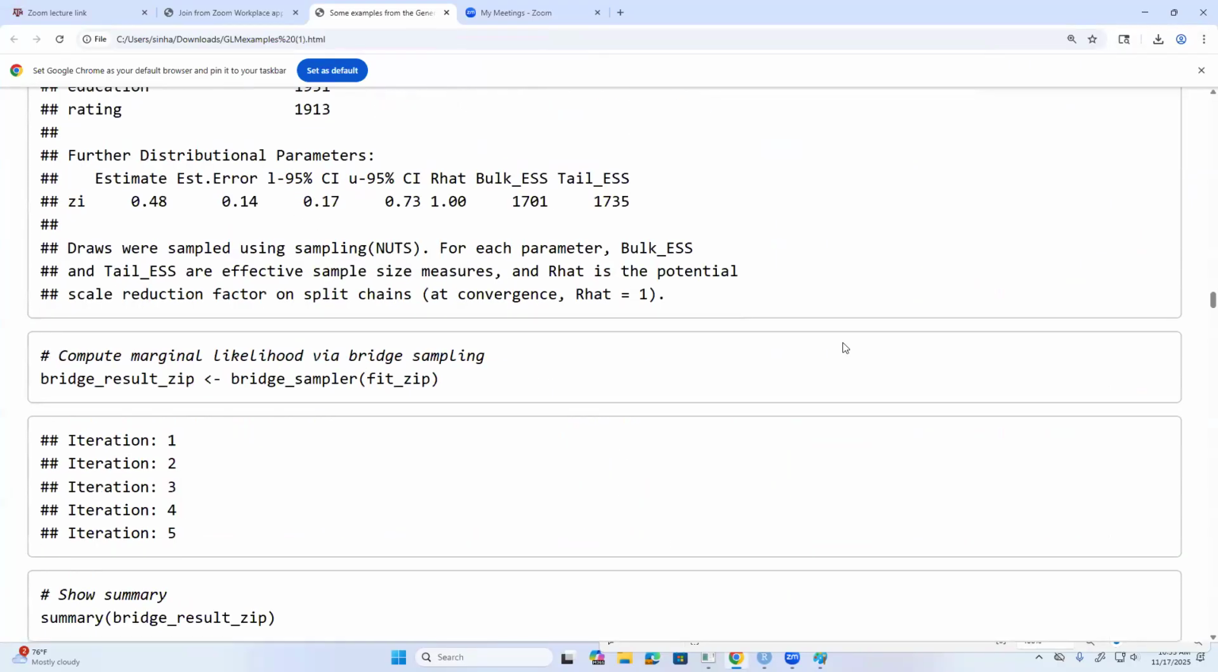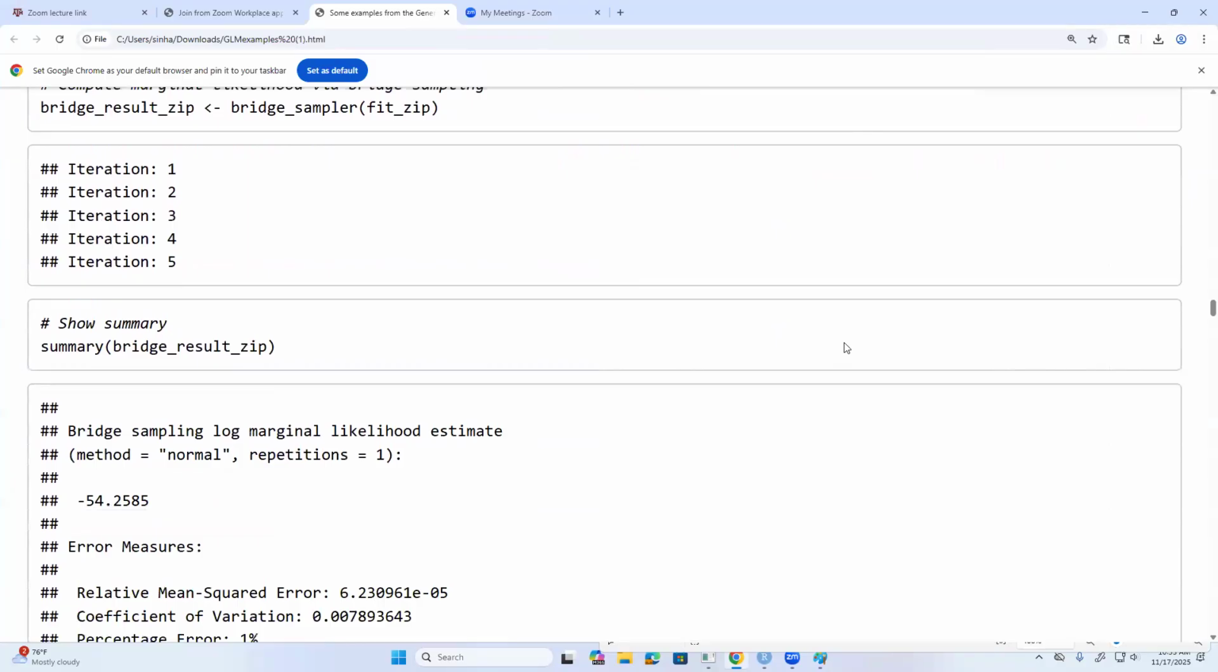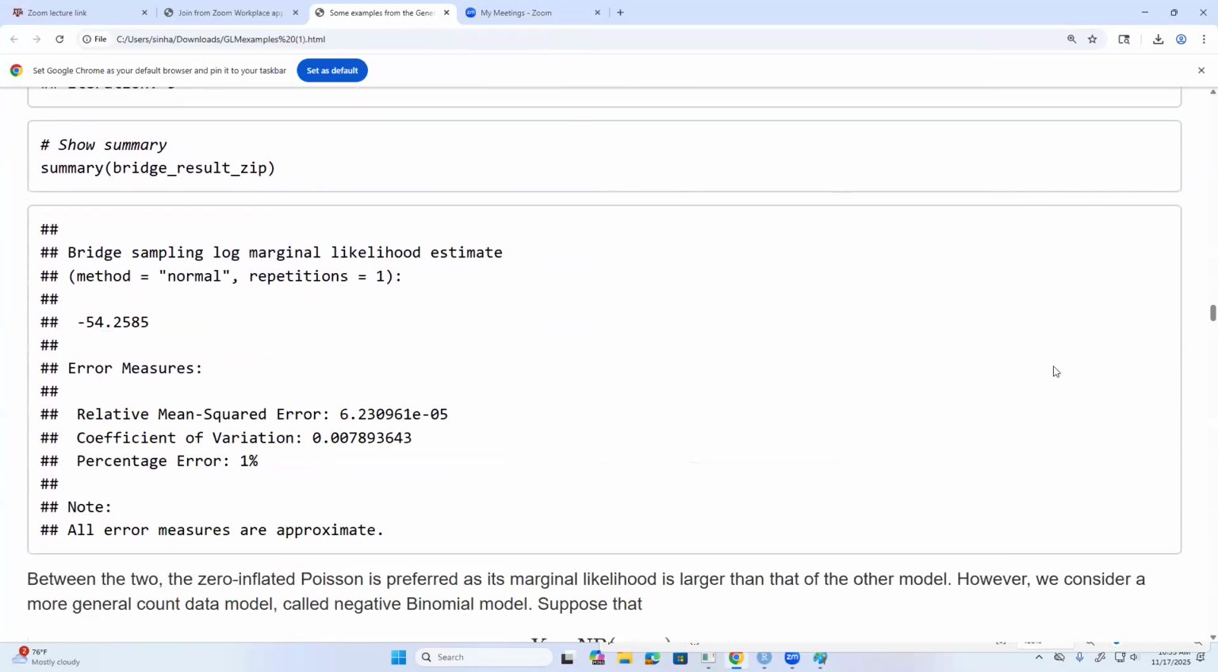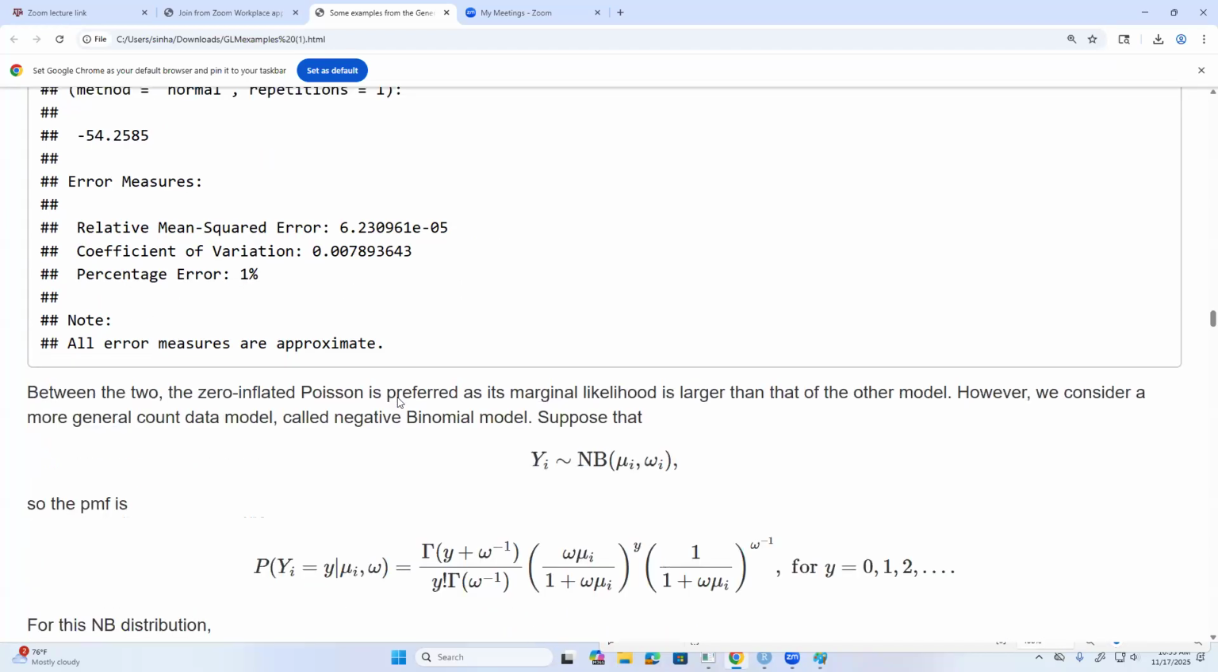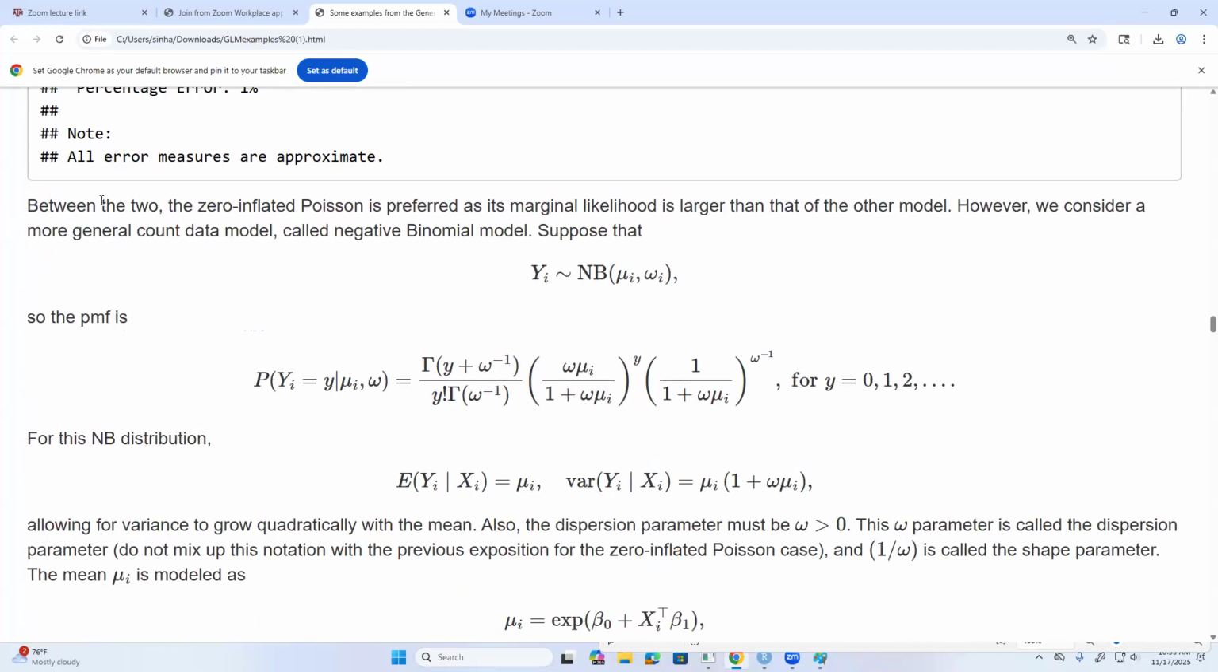Next, we calculate the marginal likelihood. Marginal likelihood calculation came out to be minus 54.25, and it is much larger than the Poisson regression model. In the Poisson regression model, it was about minus 59. So the next model we want to consider is the negative binomial model.